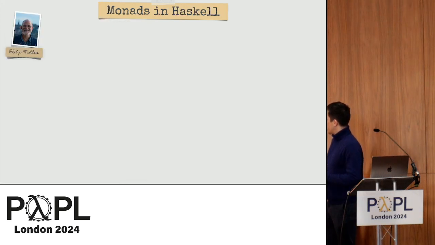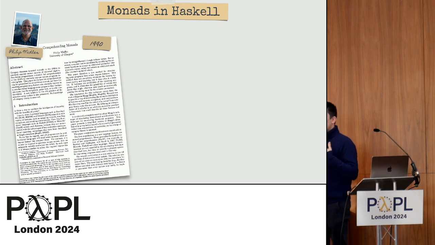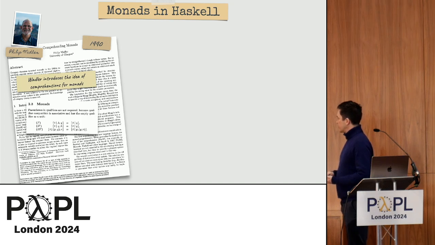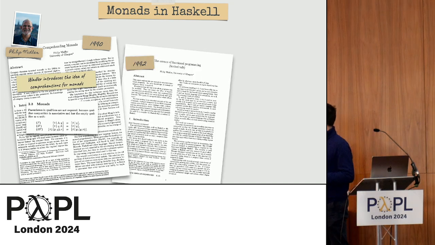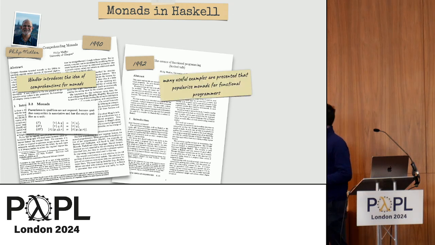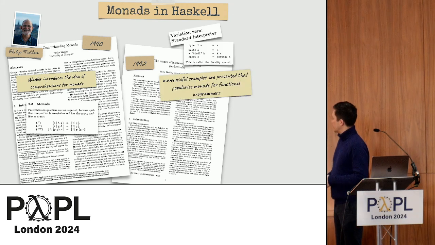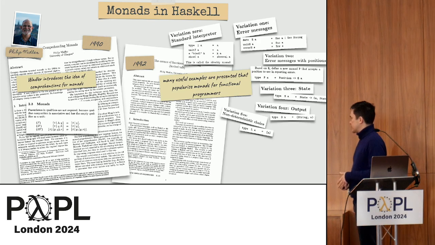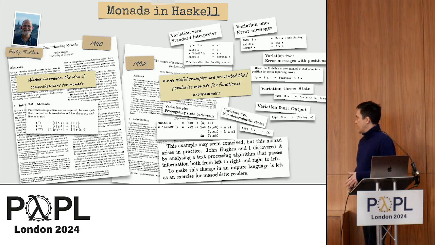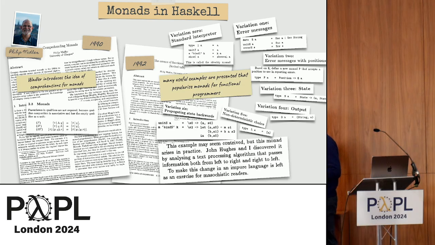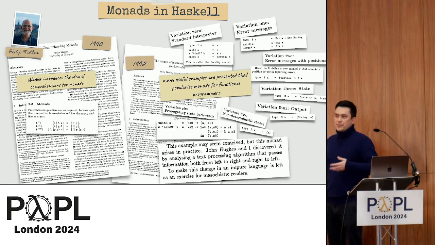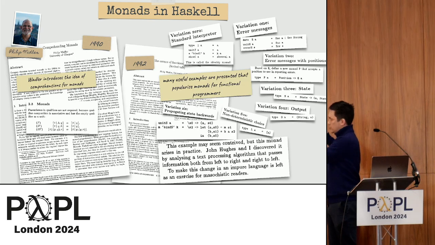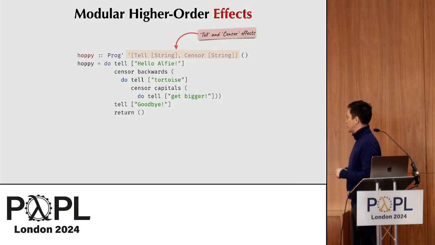Wadler picks up on this idea and introduces comprehension notation for monads in 1990, and does a really great job of making monads come to life between 1990 and '92 with a whole bunch of really useful examples. So interpreters, error messages, state, output, non-determinism, and even an example which he says is contrived, and John Hughes discovered it, and he doesn't really know what you can do with it. So he thinks there are all sorts of different examples that you can do with monads, and I think it's this work that set it in stone for the Haskell community.